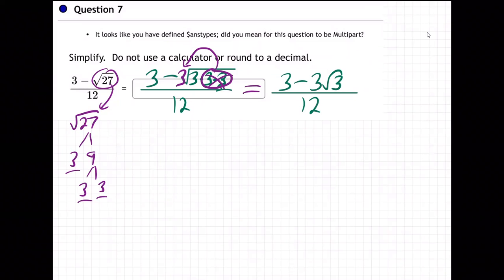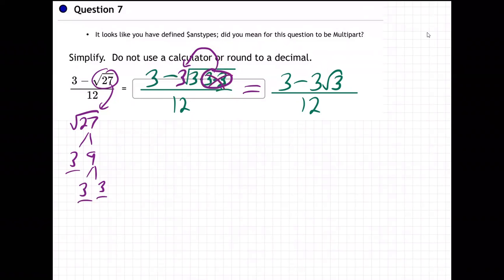Are we good so far? Right, so 2 3s inside, send 1 3 outside. 2 for 1 deal, that's what square roots always do. So those 3s are gone, sends 1 3 to the outside, leaves 1 inside.